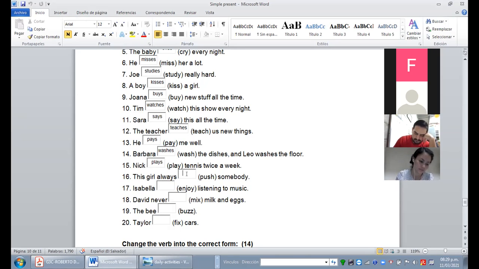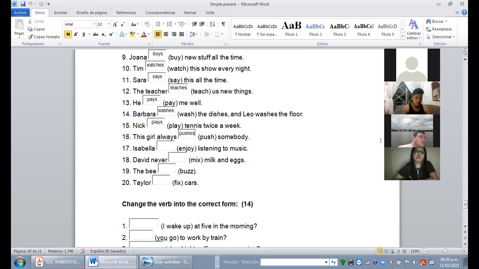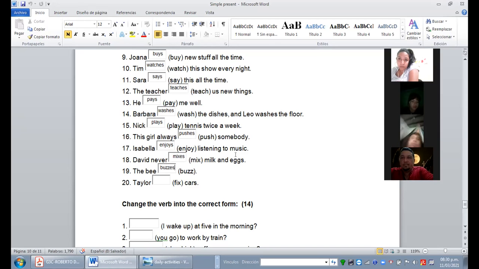The girl always pushes somebody. Very good. Jeremias. Isabella enjoys listening to music. Very good, very good. Enrique. David never mixes milk and eggs. Very good. Ginny. The bee buses. Okay, very good. And the last one, let me see. Bessie. Taylor fixes cars. Okay, very good.